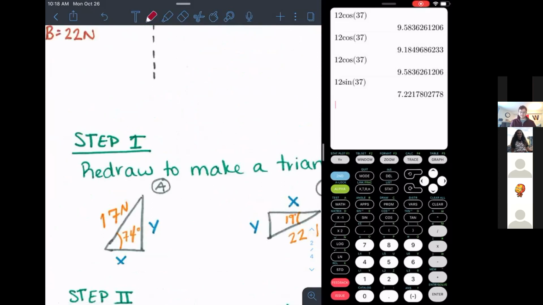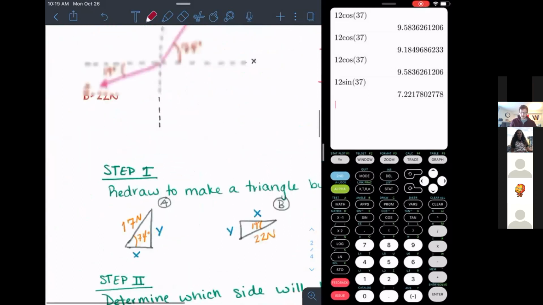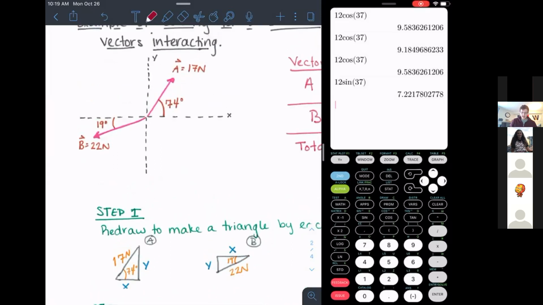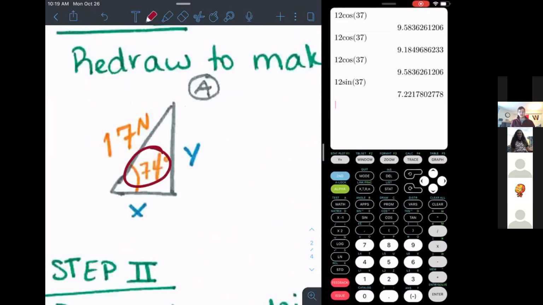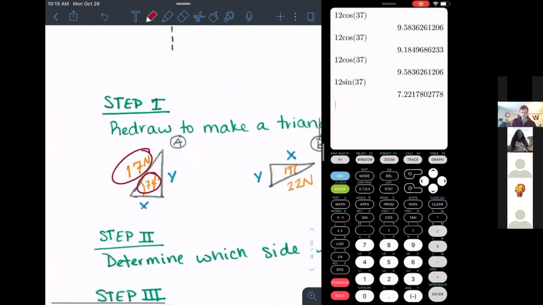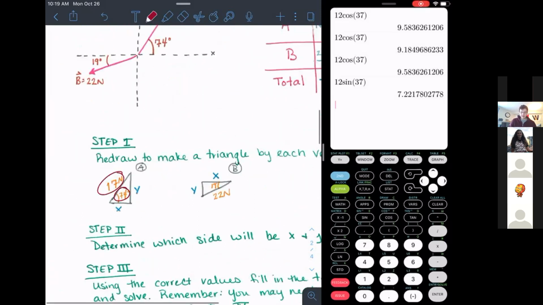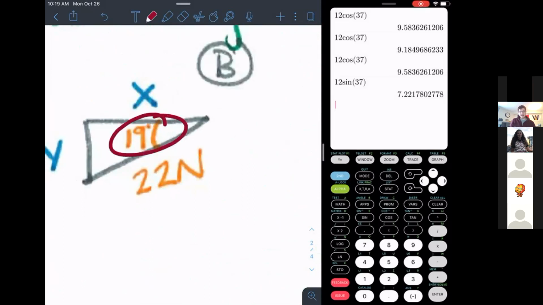So we're going to redraw each of them and find our x and our y for each component. They took this first one, A, and made a triangle right here with our angle 74 degrees and our value of 17 newtons. They took the second one and drew it down here, B. It was 19 degrees off our x-axis, and it had a magnitude of 22 newtons.